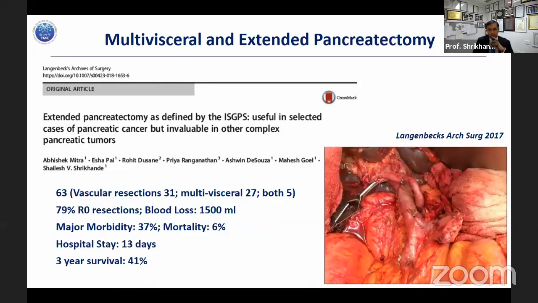So this is what we have published some time back. This series has increased and we will update it in a couple of years from now. But this was 63 resections, which were vascular, multivisceral resections, as in this picture. We have divided the splenic artery and swung it and replaced the hepatic artery, which was involved by the tumor. But there was no vein involvement. It was localized artery involvement, and we could do a Whipple resection in such a patient.